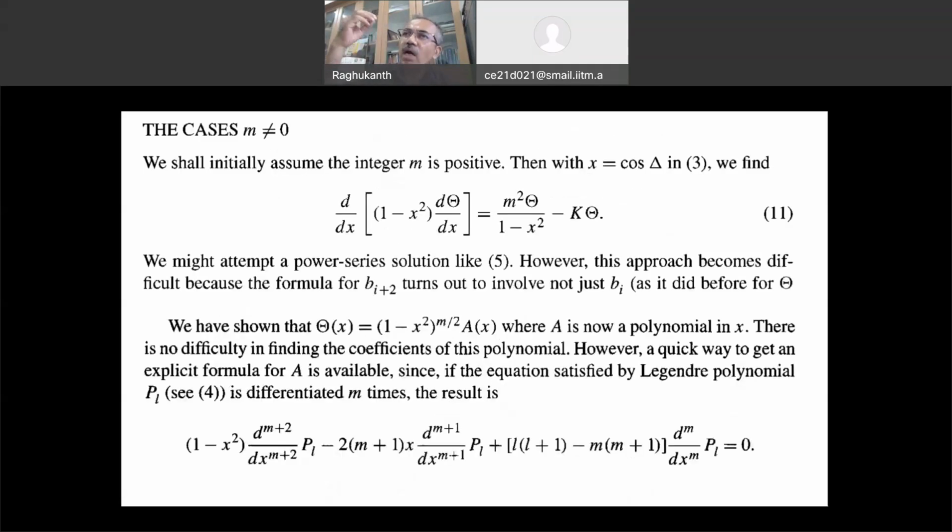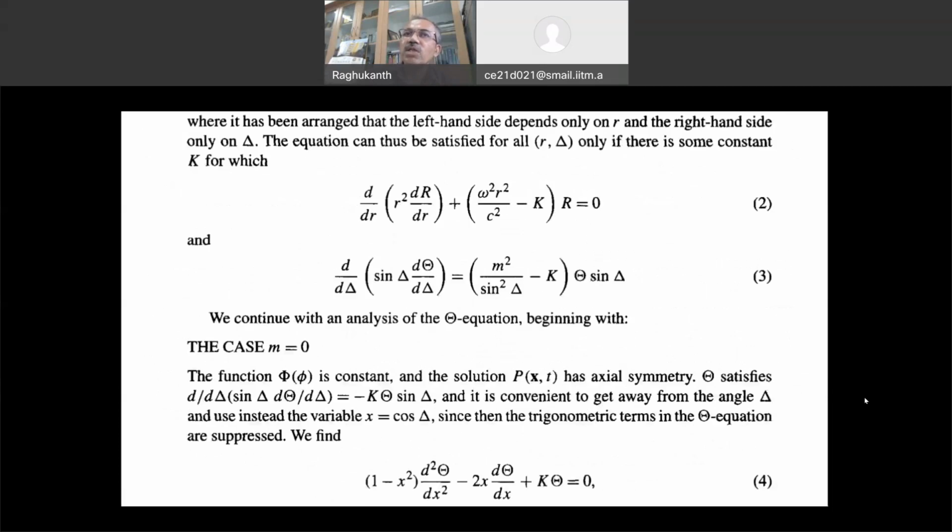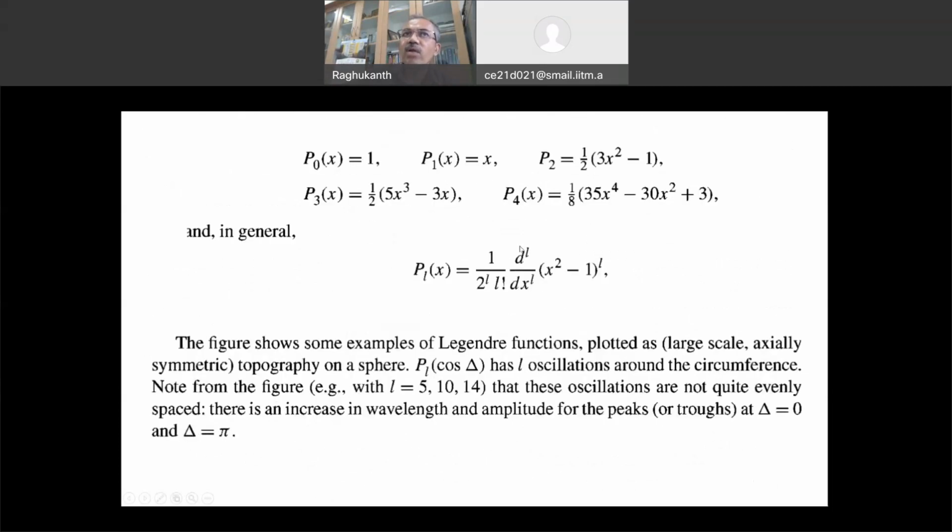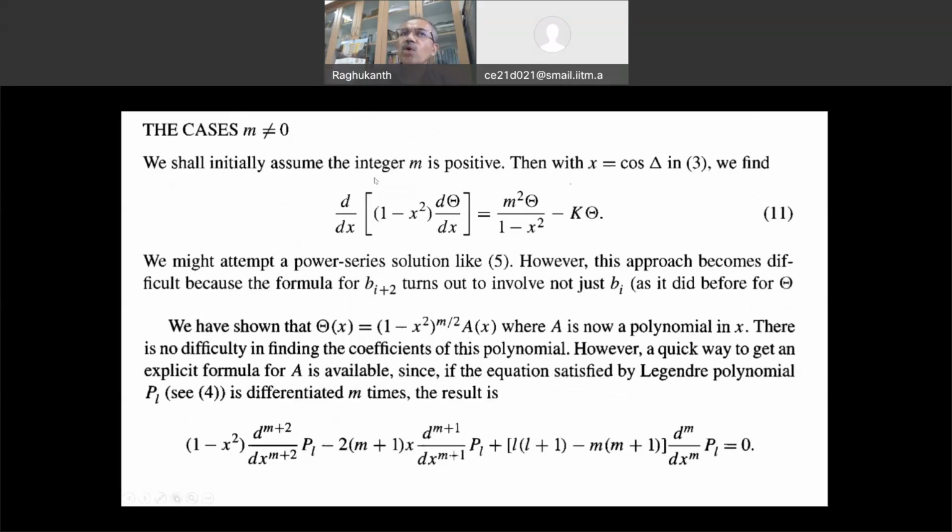Now when m is not equal to zero, then obviously you have to solve it in a slightly different fashion. So this is also once again a Legendre equation only, but some slight modifications are there. So you will have an equation like this: (1 minus x square) d2P/dx2 plus 2 ... P_L, this one. Of course, when m is equal to 0, it boils down to the previous equation itself.